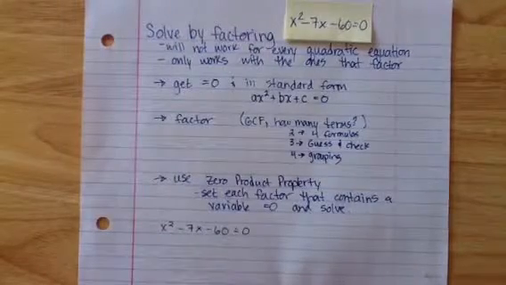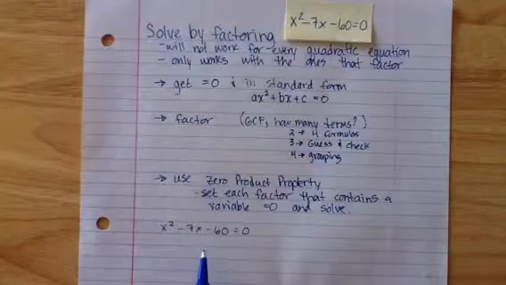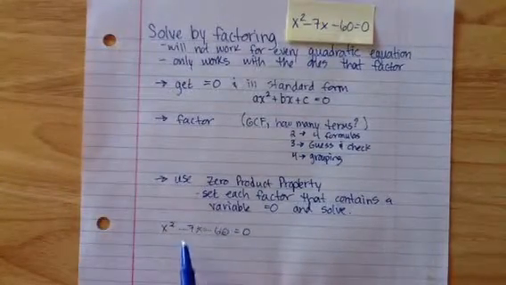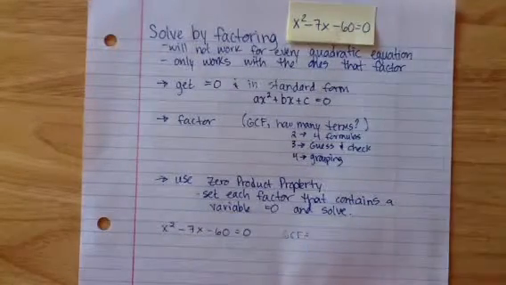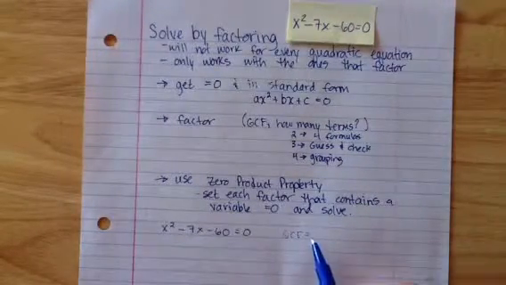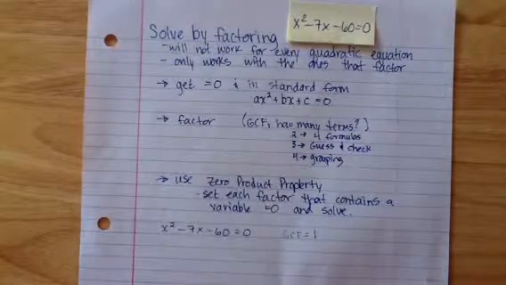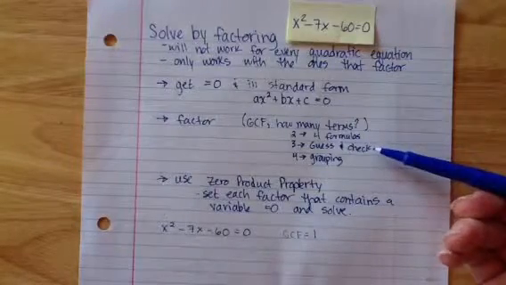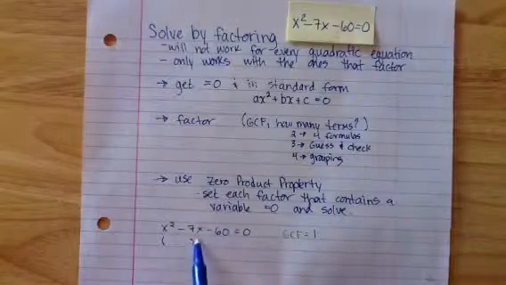The first thing we need to do is get it equal to 0 and in standard form. This one already is, so we're on to step 2, which is to factor. We want to check to see if there's a greatest common factor for these terms, and the only thing they have in common is a 1, so we don't worry about writing that. Then we want to see how many terms. There are 3 terms, so we're going to be factoring this by guess and check. So I'll set up my 2 parentheses.